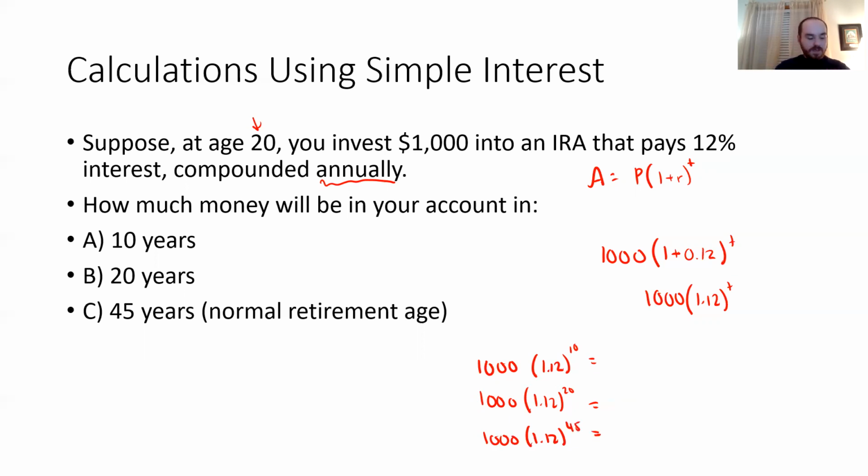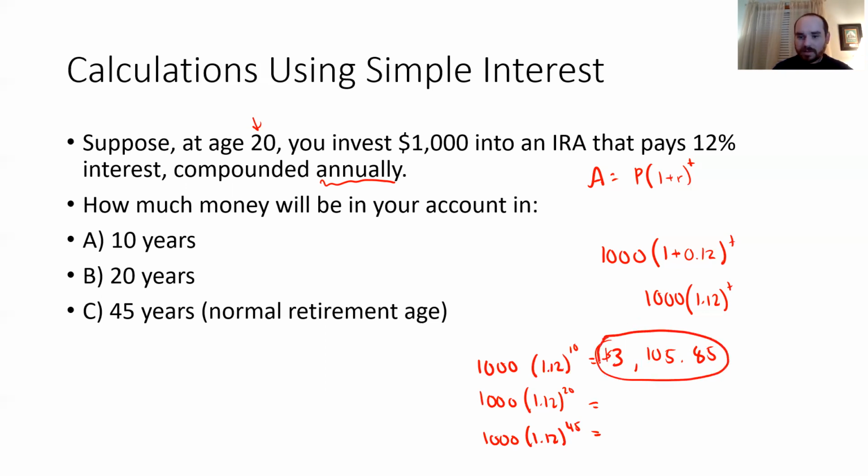And apparently my calculator is not going to be ready anytime soon, so we're going to do it like this. So we've got 1.12. On a graphing calculator, this is super easy. It shouldn't take you very much time, but I was not prepared. So the first one, after 10 years, this should be worth $3,105.85. So that's our answer to A.